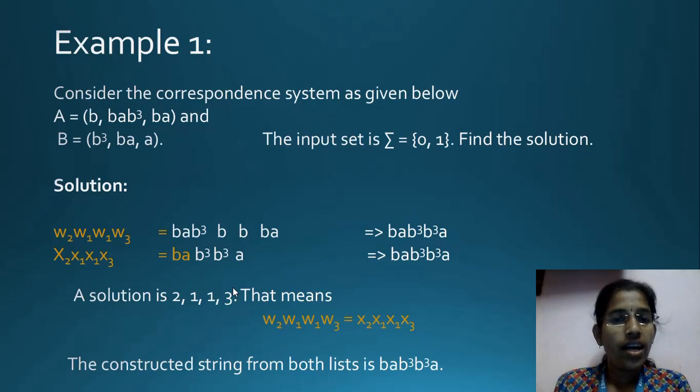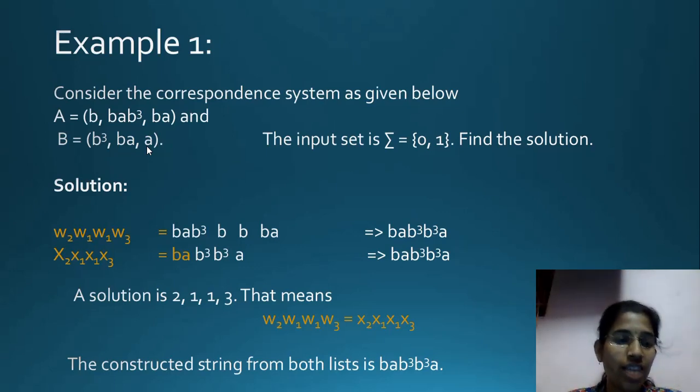Example number 1. Here the sets of strings A and B are given. So consider the correspondence system given below, A and B. The input symbols are 0 and 1. We want to find the solution. So here I take the instance sequence 2, 1, 1, 3. The combination is 2, 1, 1, 3. Here we apply the same sequence to list A and list B. So W2, W1, W1, W3 point to list A, and X2, X1, X1, X3 point to list B.